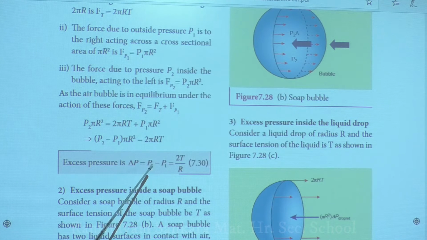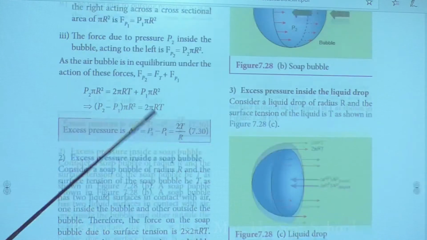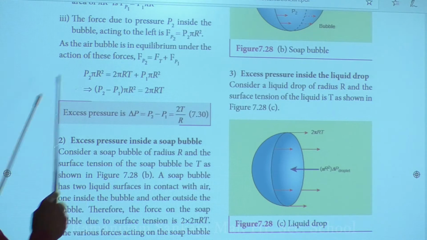Excess pressure equal to P2 minus P1 equal to 2 capital T by R, because it has the inner surface and outer surface pressure. So 2T by capital R. Up to this one, 5 marks.